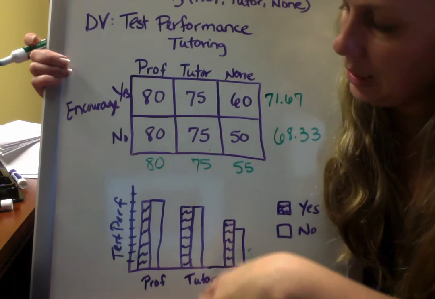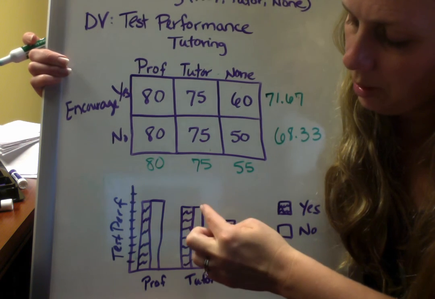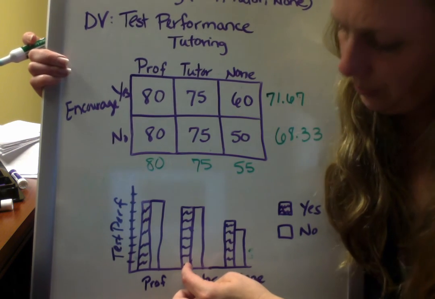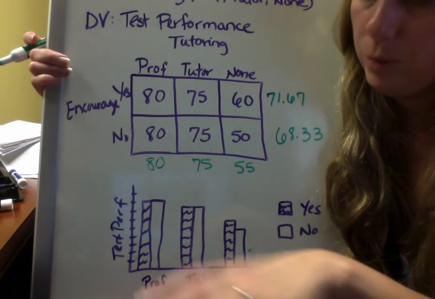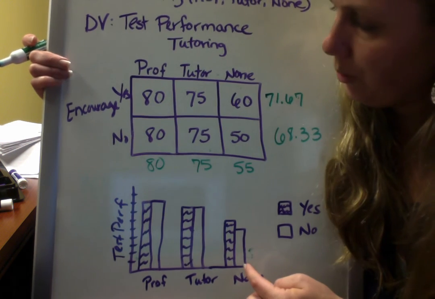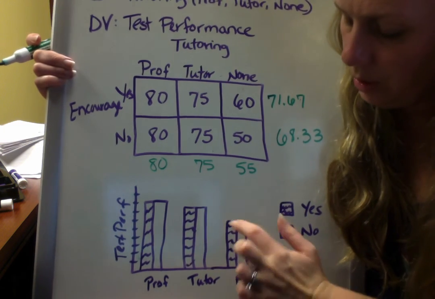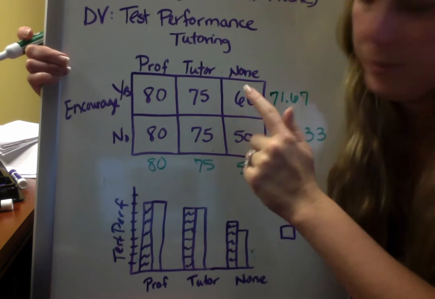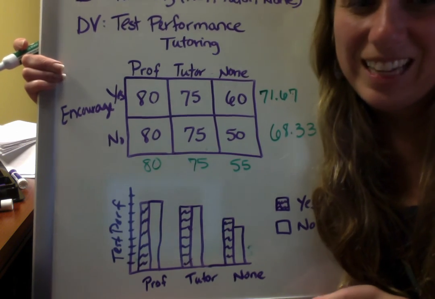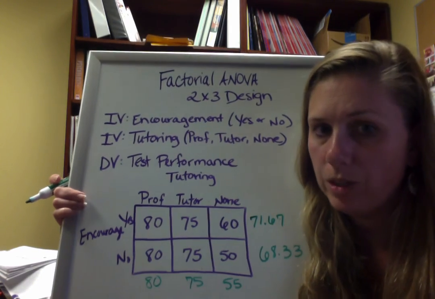I did the same thing here with my 75s, right? So they're right next to each other, the same number. One's representing my people who are being tutored by a tutor and are getting encouragement, and then the people who are being tutored by a tutor and are not getting encouragement. And then finally over here we have my people who are not being tutored but are getting encouragement or not getting encouragement. Okay, so this is the only one that had the difference, as you remember, the 60 and the 50. Okay? Okay, so hopefully that makes sense to you, and this has cleared up some of your Factorial ANOVA questions.